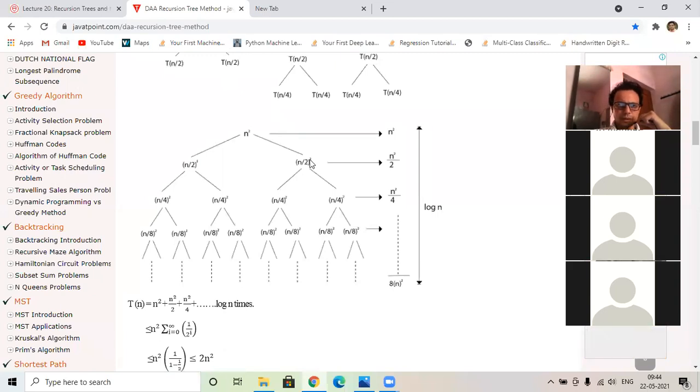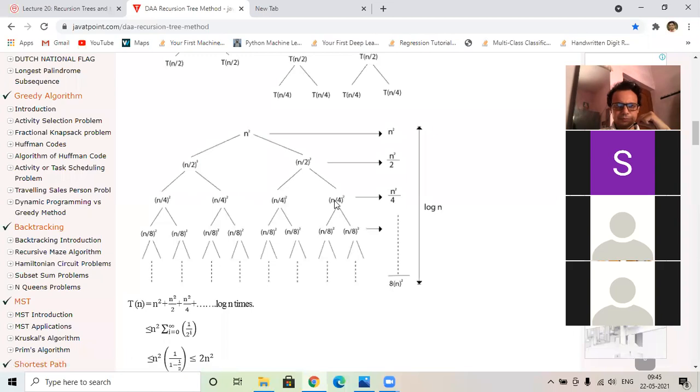Now add this and this, it will come n squared by 2. Now (n/2) whole squared. So again I am calling this, so again it will be (n/2/2) whole squared, which means (n/4) whole squared. I am elaborating it, expanding it. So it will be (n/4) whole squared. Same way, this one, this one.